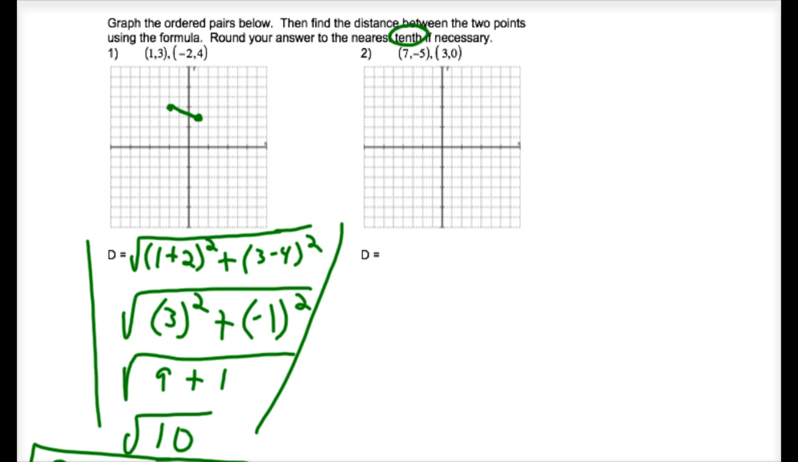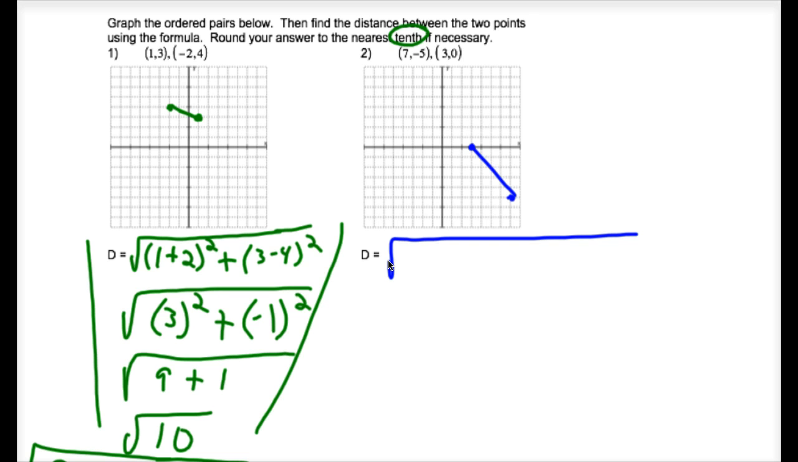(7, -5) is down in quadrant 4. (3, 0) is right on the x-axis. So we're going to find out how long that line segment is. Is that line segment longer or shorter than the green one? Longer. How much longer? Maybe like 5. I think 5 times longer than that one? No, like 2. Yeah, it's like two times longer than that one. Double it. Okay? Well, let's see what it is.